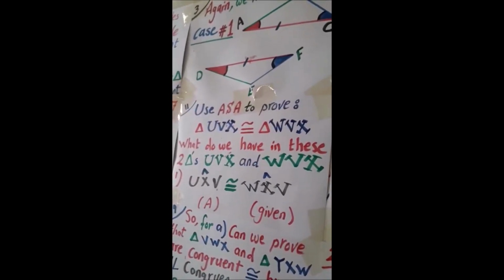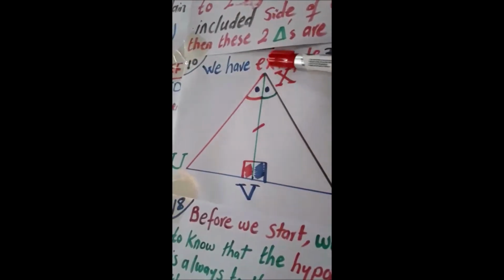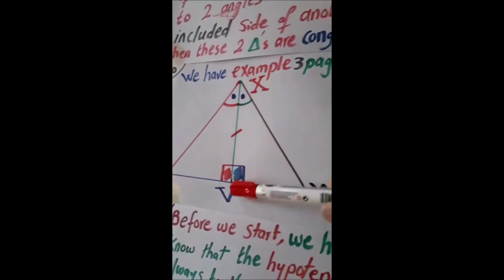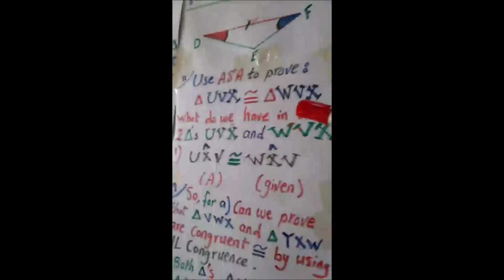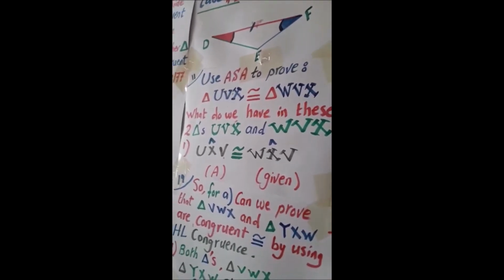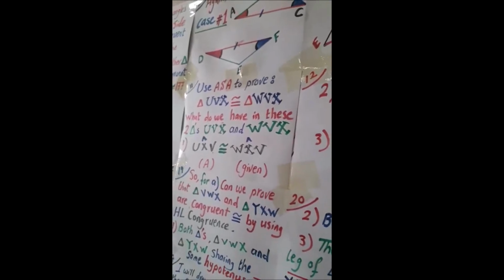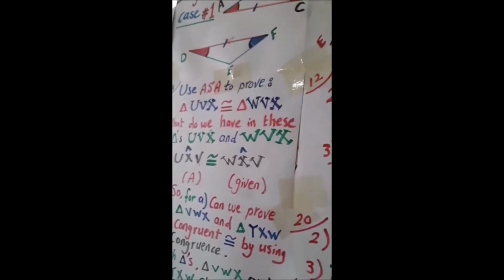So he is asking, use angle side angle to prove that these two triangles are congruent. Which two triangles? It means this one and this one. Can we use angle side angle to prove that these triangles are congruent? Let me see, what do we have in these two triangles, UVX and WVX?